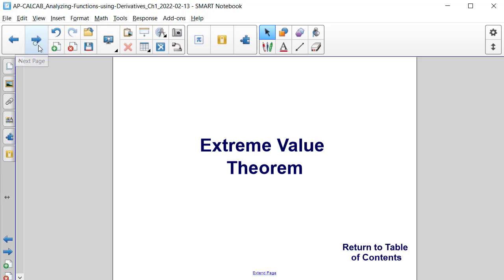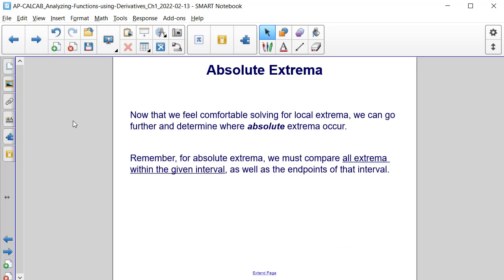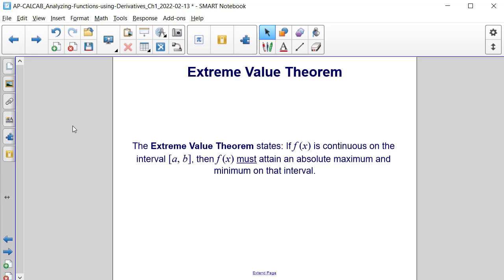Extreme value theorem. Now that we feel comfortable solving for local extrema, we can go further and determine where absolute extrema occur. Remember, for absolute extrema, we must compare all extrema within the given interval, as well as the endpoints of that interval. The extreme value theorem states, if f of x is continuous on the closed interval from a to b, then f of x must attain an absolute maximum and minimum on that interval.